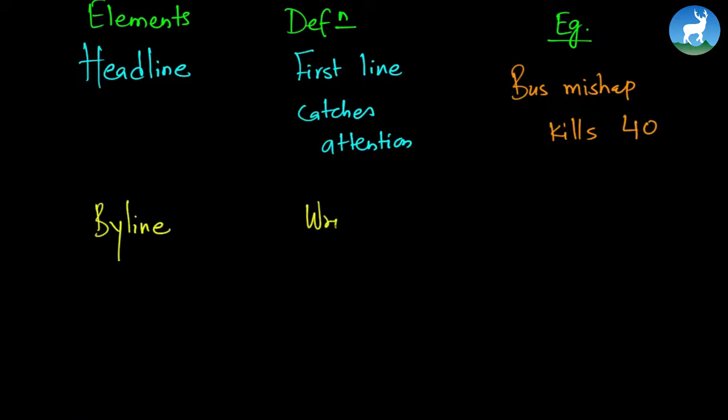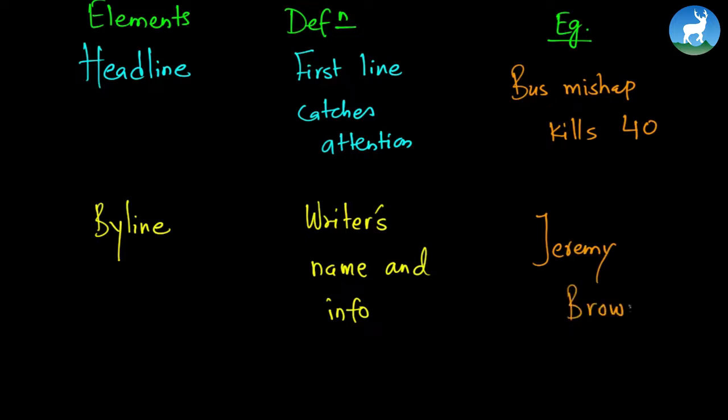So byline, what is a byline? Byline is the writer's name and sometimes the writer's info or speciality, maybe like sports writer, food writer, crime writer, and stuff like that. Any name, it could be, say, Jeremy Brown. Remember Jeremy Brown from Mind Your Language? Okay, Jeremy Brown.